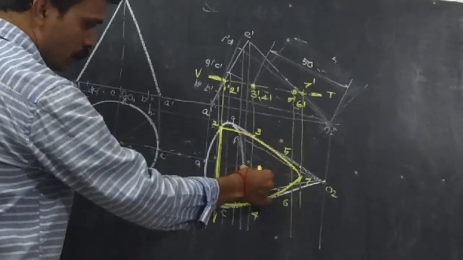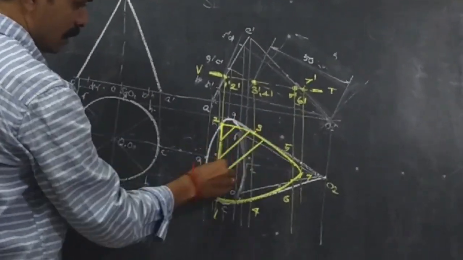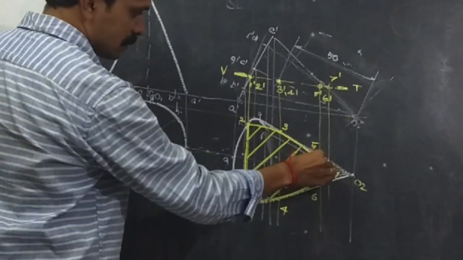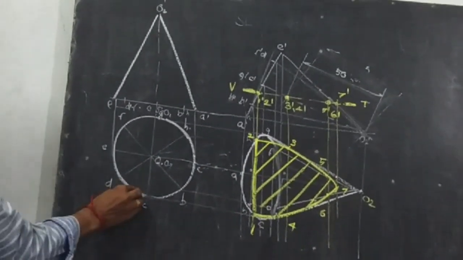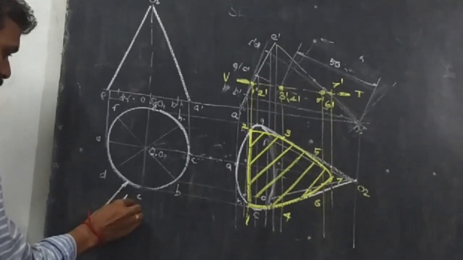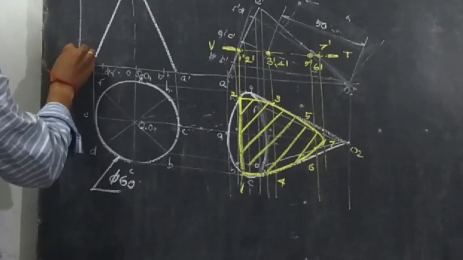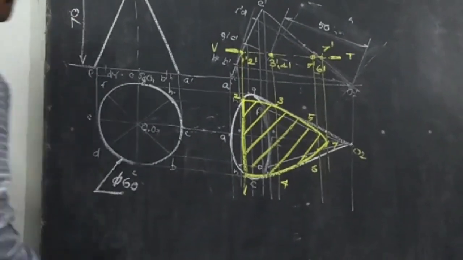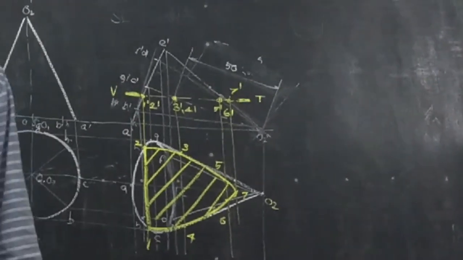This can be removed as it is cut and attach so that this is nice. Now we can dimension, this is diameter 60 and this height is 70. This is your answer. I think all of you have understood.